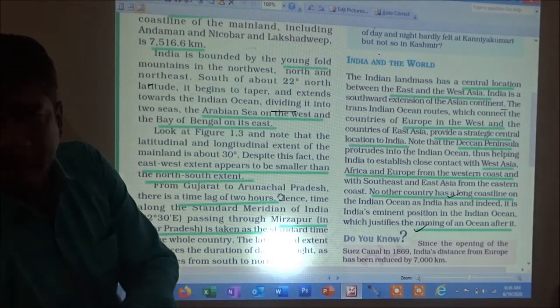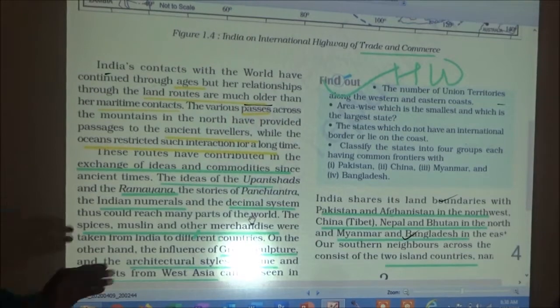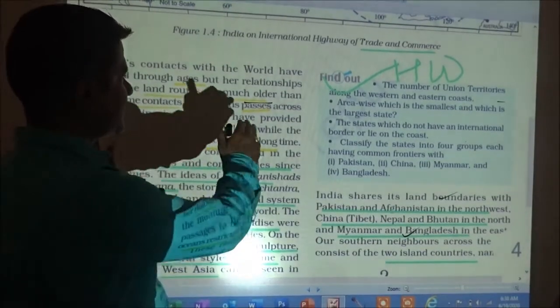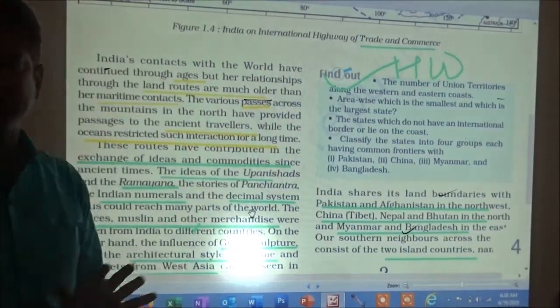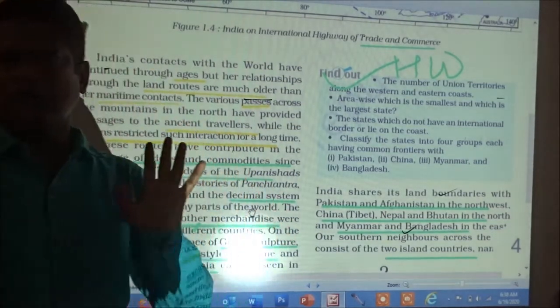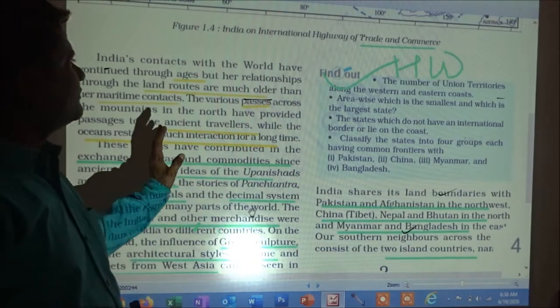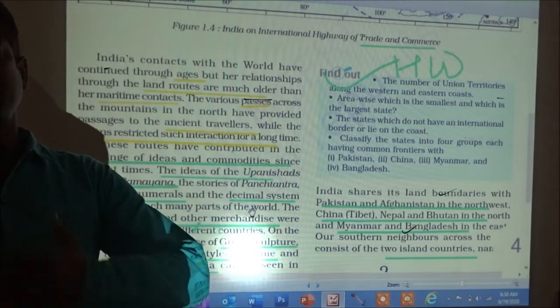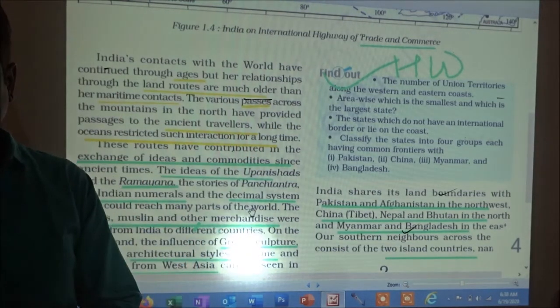Now we will continue with the same topic, India's relation with the rest of the nations in the world. We also know very well that India believes in good relationships with its neighbors.